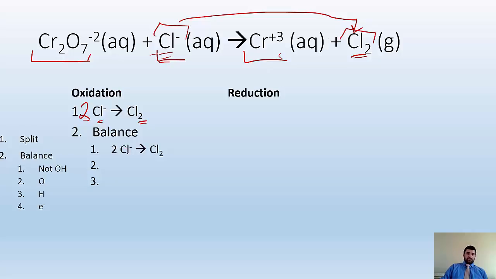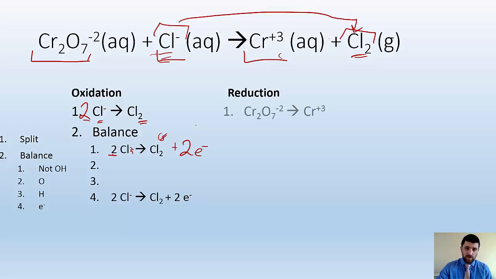Well, I have 2 minuses on the left side and 0 on the right. So that tells me I need to add more minuses on the right side. So I'm going to have to add 2 electrons on the right side, which tells me that this is the oxidation half reaction, right? I'm losing electrons.